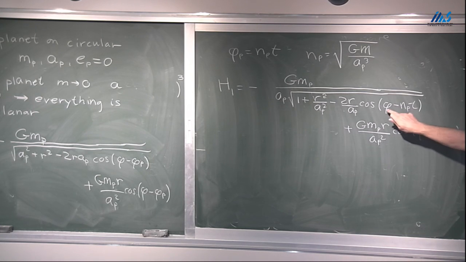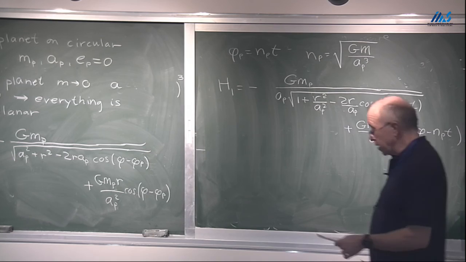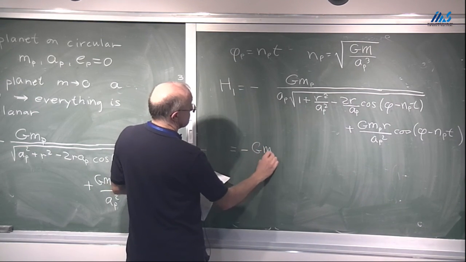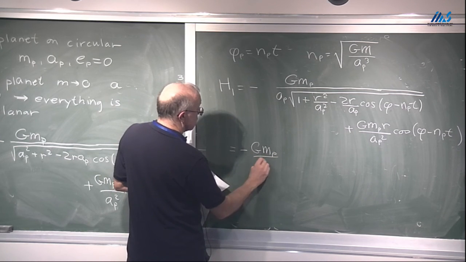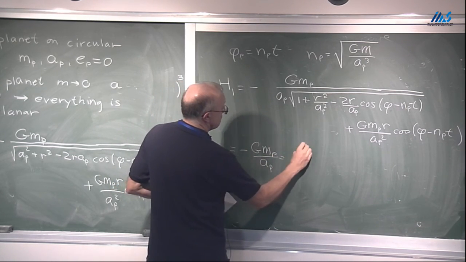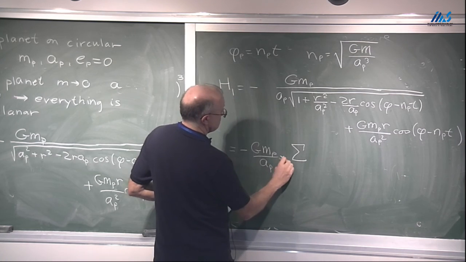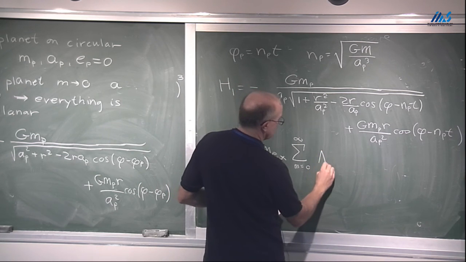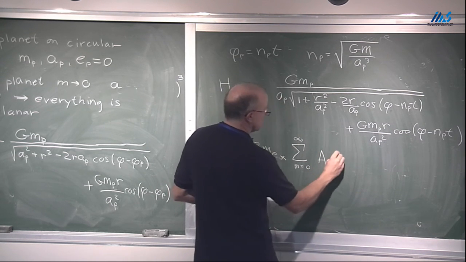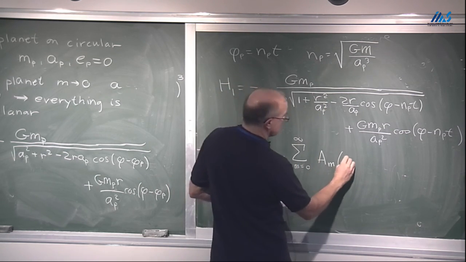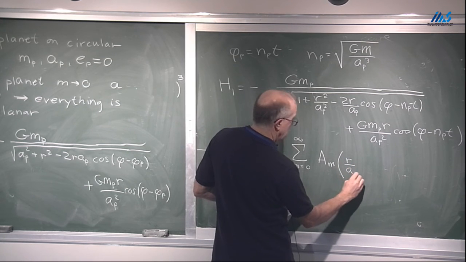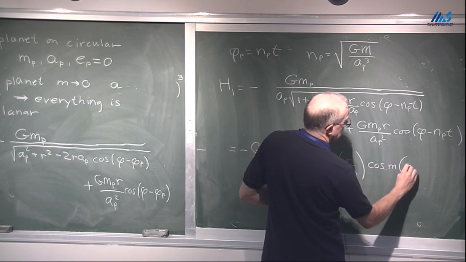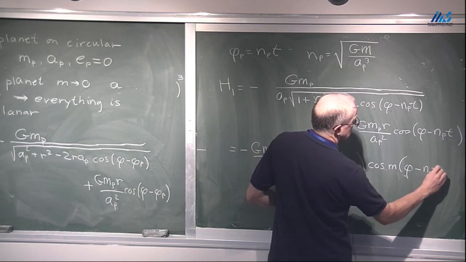The Hamiltonian has to be periodic in phi, so I can expand it in a Fourier series, including both the direct and indirect terms. I can always write this as GMp over ap times the sum from m equals 0 to infinity of some coefficient a_m that only depends on r over ap, times the cosine of m phi minus n_p t.